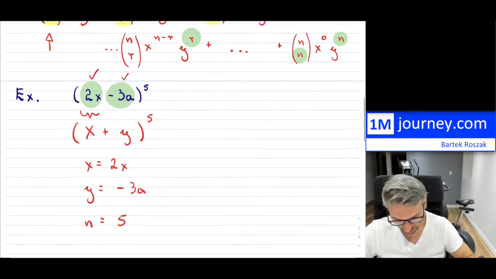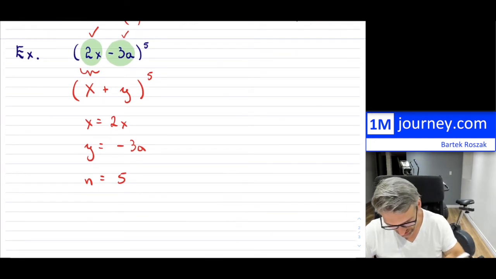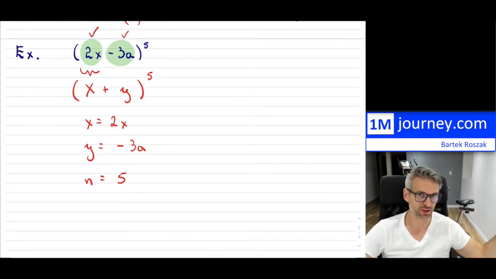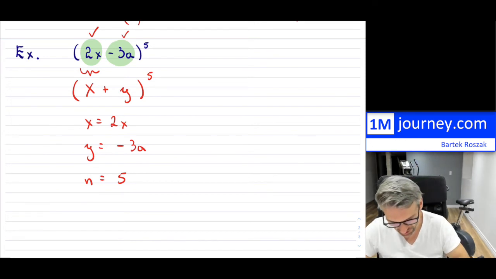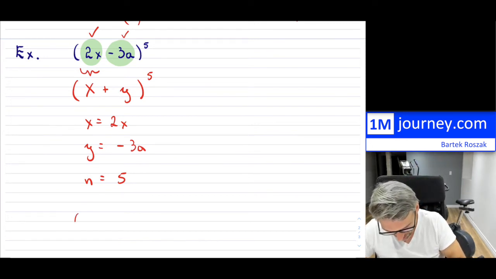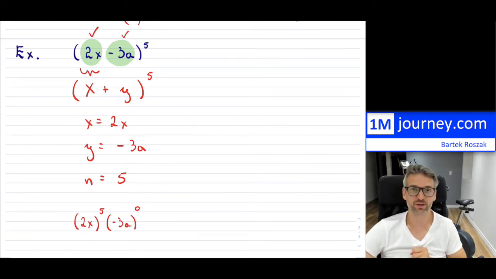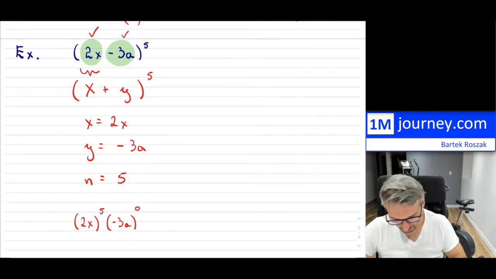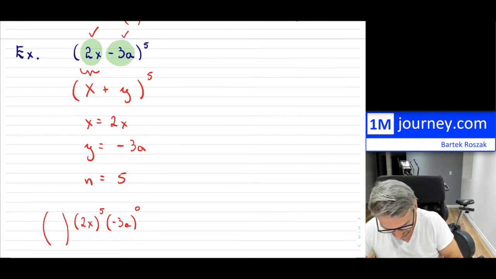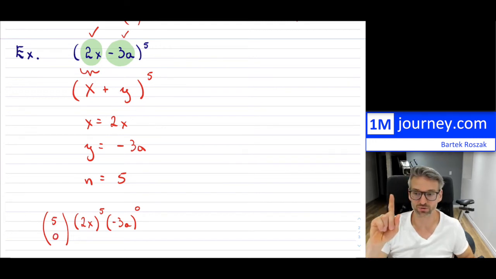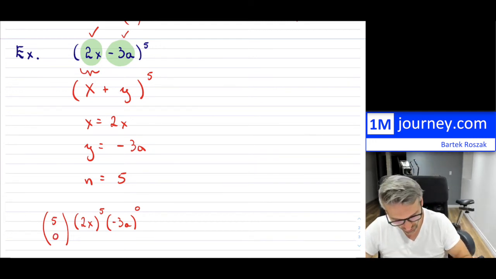In order to expand this, I'll do the first few and then I'll finish it off in fast forward fashion. So we have 2x, always starting, to the 5, multiplied by y, which is negative 3a, to the 0, which is going to be 1. My coefficient in front is n, which is 5, choose 0, so that's just equal to 1. So that is your first term.